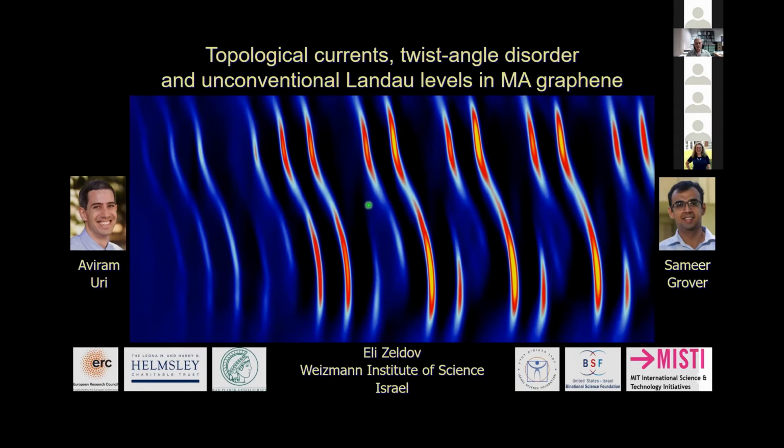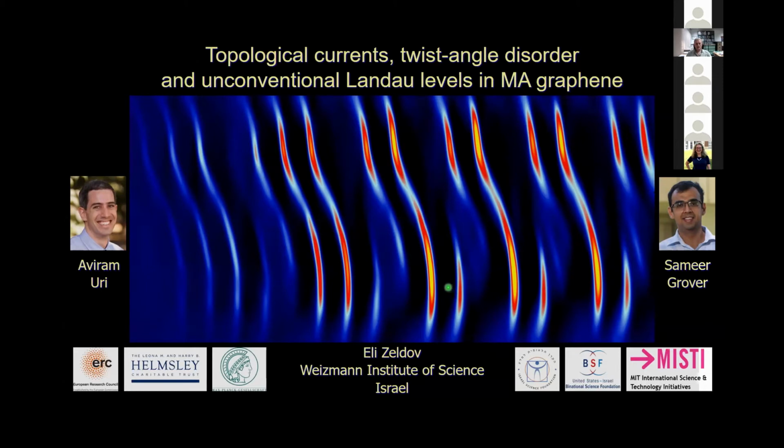And today I'll tell you about topological currents and twist angle disorder in magic angle graphene and some unconventional Landau levels in these structures. So the picture that you see here is actually an image of the Landau levels in magic angle graphene as a function of position and the carrier density. And this novel imaging technique was developed by Aviram Uri and Samir Grover, and we thank our funding agencies.